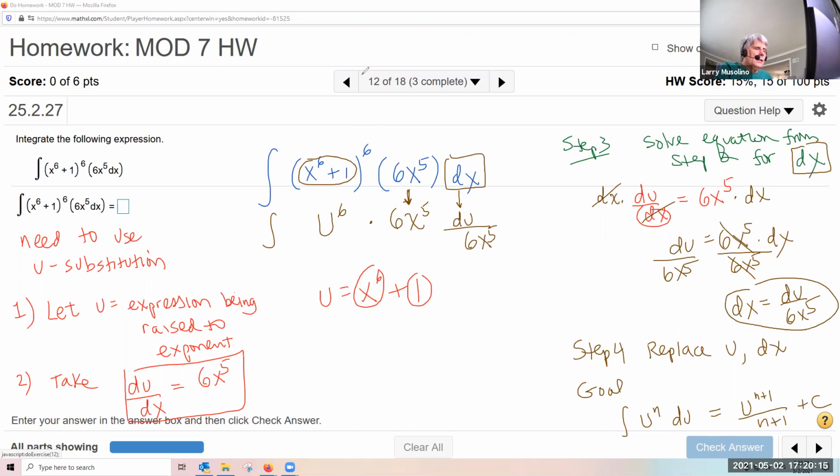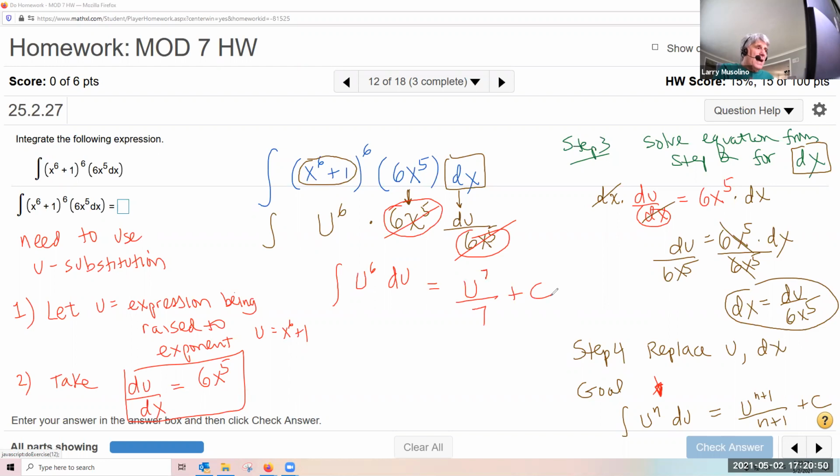Okay, let me write this down here just to get it out of the way. So we said in this here, we said u was x to the 6 plus 1. All right, well, notice the 6x to the 5 on top cancels out with that 6x to the 5 on the bottom. I'm left with just an integral that has u in it. So I'm left with the integral of u to the 6 du. Well, this is a nice integral that exactly matches the power rule. I'm going to add 1 to the exponent and divide by that same exponent.